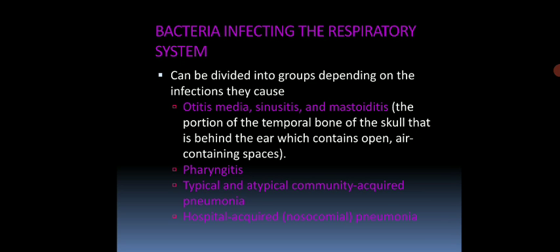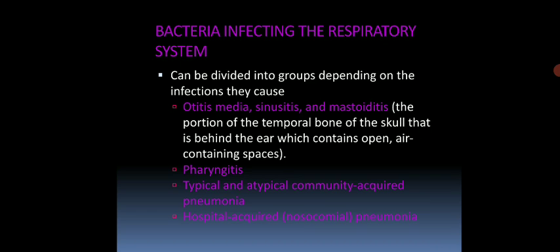So here first we will see bacteria infecting the respiratory system. It can be divided into groups depending on the infections they cause. So otitis media, sinusitis and mastoiditis, the portion of the temporal bone of the skull that is behind the ear, which contains open air-containing spaces. So these are infections of the ear and nose, and in that otitis media is again common, then sinusitis and mastoiditis.